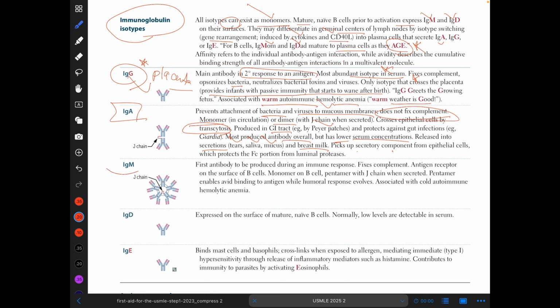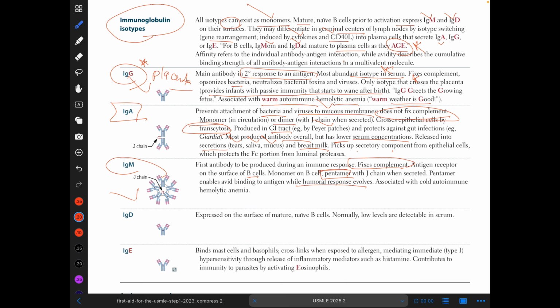And guys, next is IgM, the mastermind. It's the first antibody produced during an immune response, and it fixes complement. It is the antigen receptor on the surface of B cells as a monomer, and a pentamer with the J chain when secreted. The pentamer enables avid binding to antigen during the humoral response.